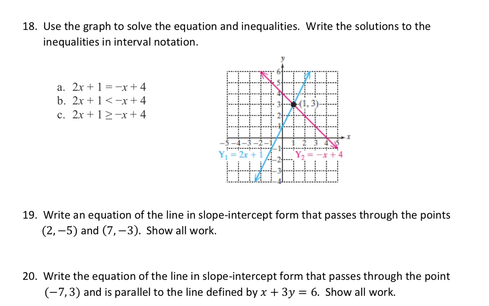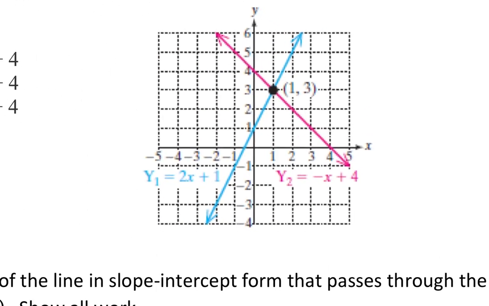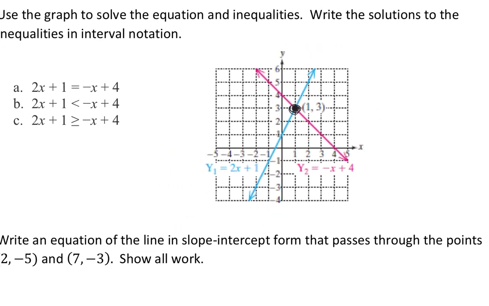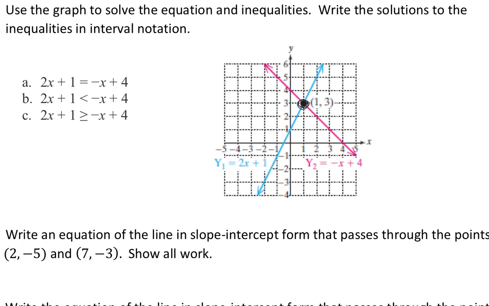So, number 18 says, use the graph to solve the equations and inequalities. Write the solutions to the inequalities in interval notation. Okay, so part A says that 2x plus 1 is equal to negative x plus 4. So we have those two lines here, and we can see that they intersect here. So we know that x is equal to 1 for A.